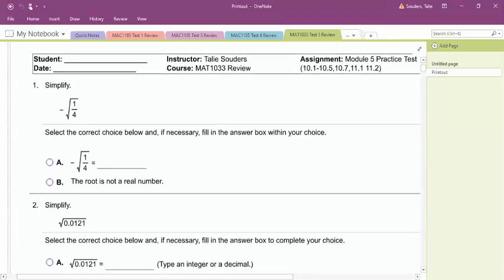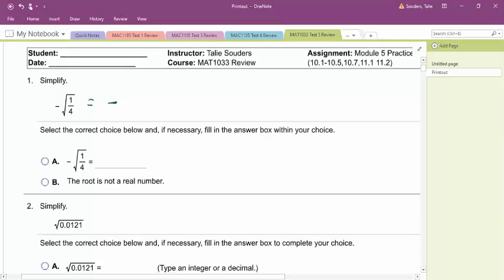So for this first problem, when you're doing a square root of a fraction, the easiest thing to do is to take the square root of the numerator and the square root of the denominator and then just leave your answer as a fraction. So there's a negative out front. The negative stays out front.